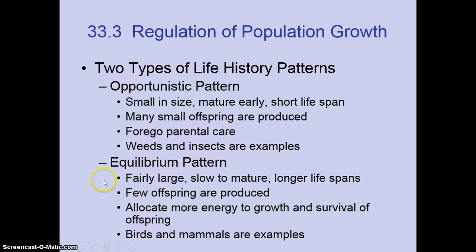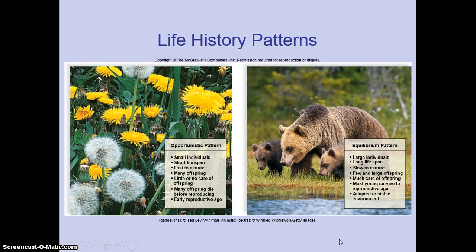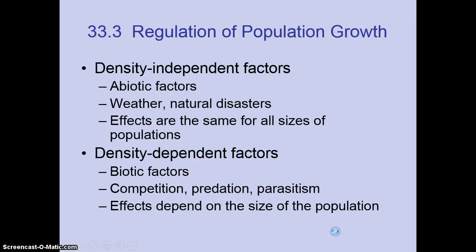The equilibrium pattern species are fairly large, slow to mature, have longer lifespans, and fewer offspring are produced per adult. There's more energy put toward growth and survival of the offspring, so there's some parental care, and birds and mammals are an example of this. You see this side by side on your PowerPoint, the opportunistic pattern versus the equilibrium pattern.